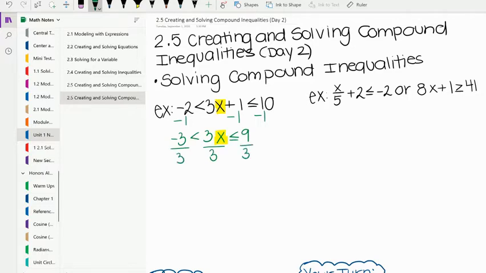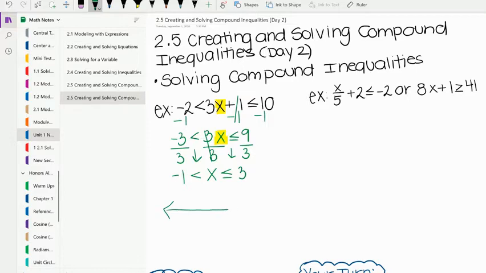So -3 divided by 3 is -1. And I would get is less than. So keep in mind, all I'm doing is bringing down the signs. The 3's cancel. So I get x, and then bring down the sign, is less than or equal to 3. So what this means is the solution is between -1 and 3. It does not include -1, but it does include 3.